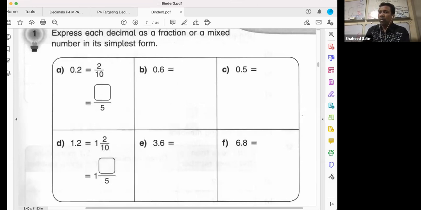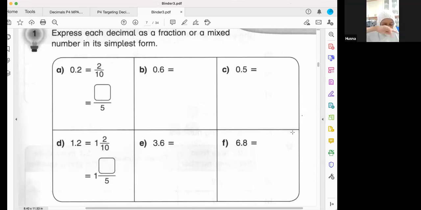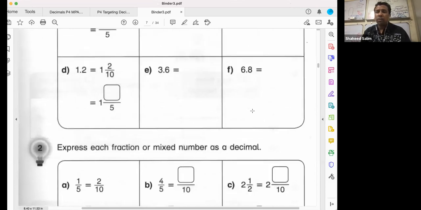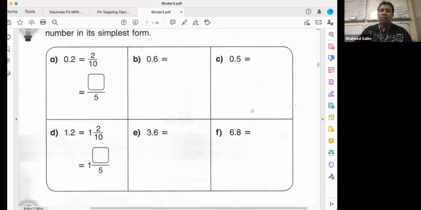I have to give you. You do press A. A, B, C, D, E, F. All. Sorry, all. Oh, you're asking me all lah. Razik, you do all.